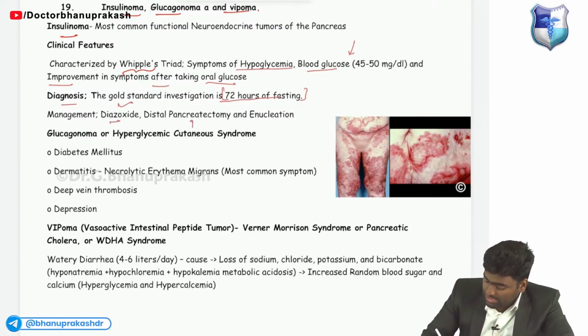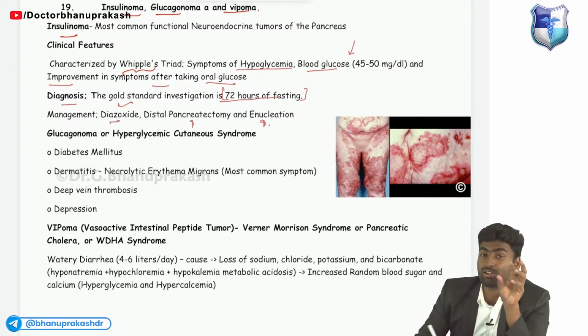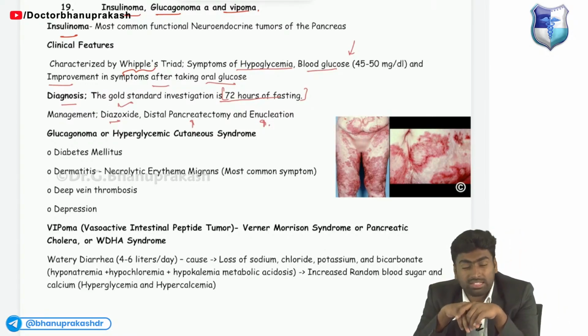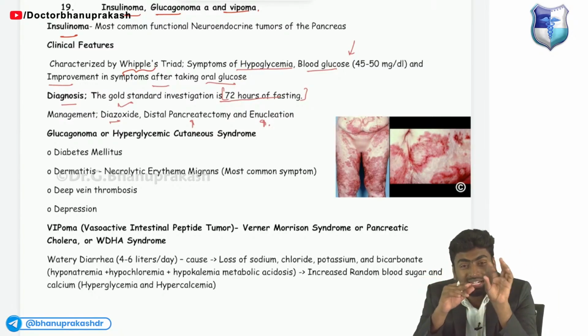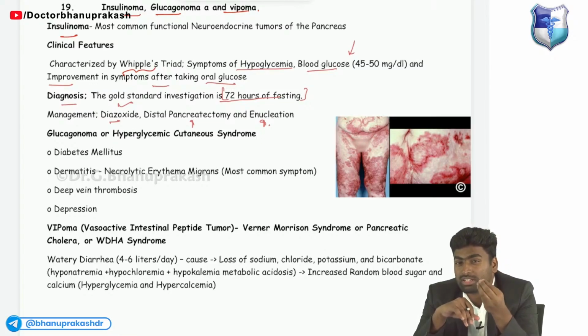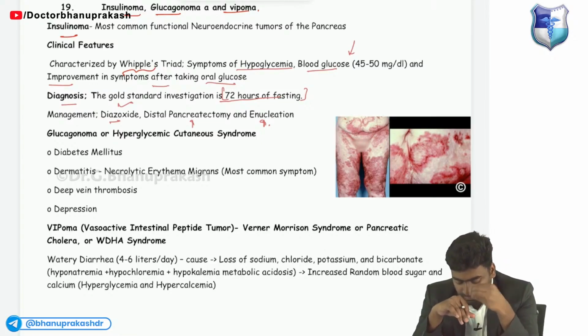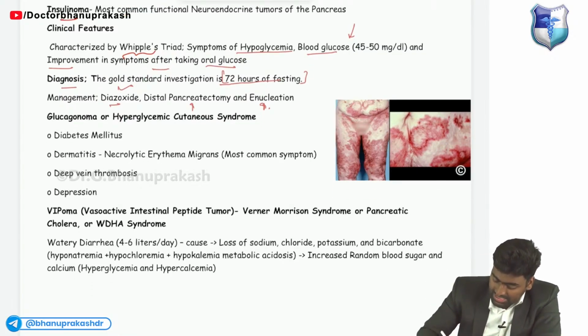Okay, and as the main modality, we know this insulinoma arises from the pancreas. So if it is at the tail, we can just cut off and remove the tail, or if it is at the head, we can remove it by enucleation. If it is at the level of the head, we can remove it by enucleation. Remember.